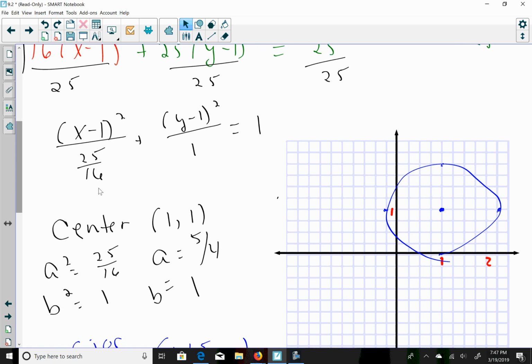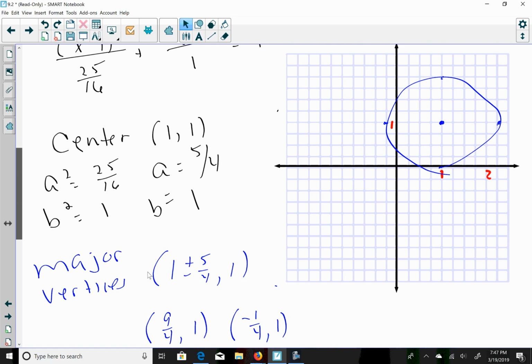Between the 25 sixteenths and the 1, the 25 sixteenths is larger, so that becomes my a. So a squared is 25 sixteenths. The a then becomes 5/4. b squared is 1, which means b is also equal to 1. Then I plotted my points, and I made each line worth 1/4 so you could see what I was doing. I know my ellipse isn't very neat, but best I can do on this thing.